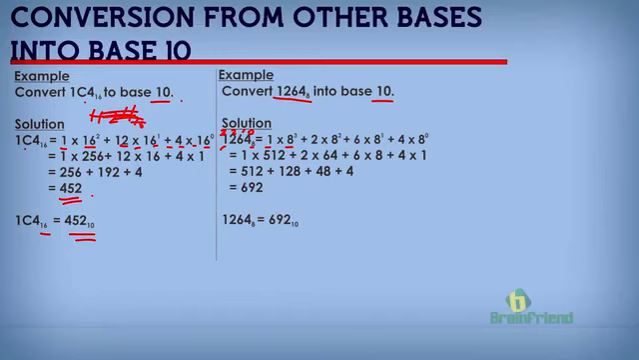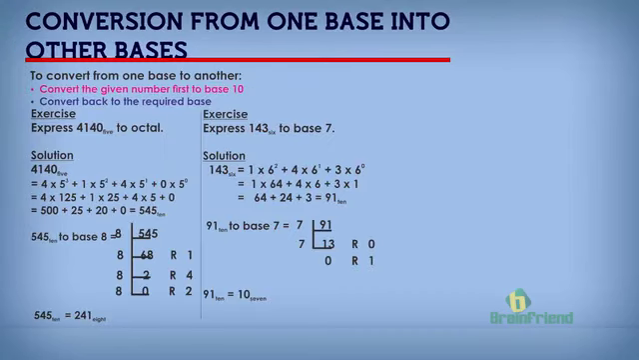Plus 2 times 8, being the base, raised to the power 2. 6, our next number, times 8 raised to the power 1. And plus 4, being the last number, times 8 raised to the power 0. All of that simplified gives us 692. Of course, 1264 base 8 ends up being 692 base 10 as our answer.